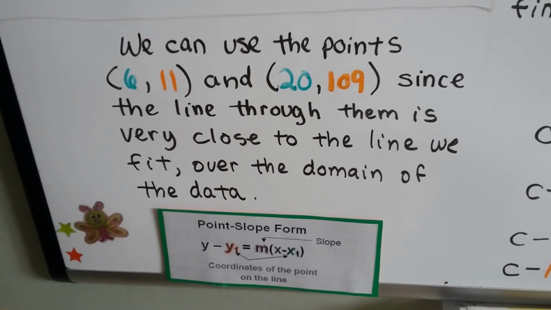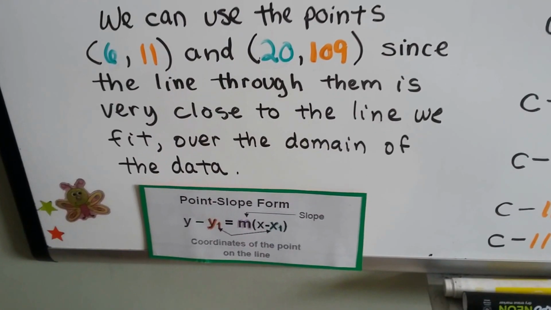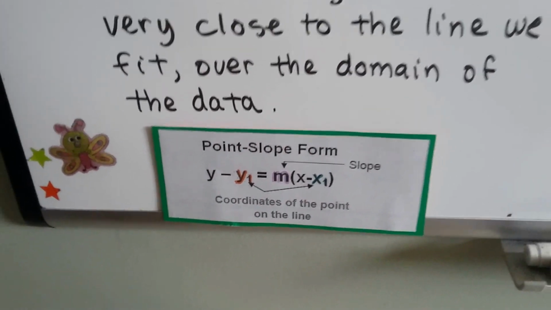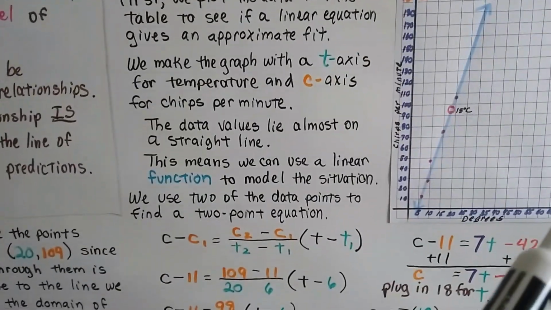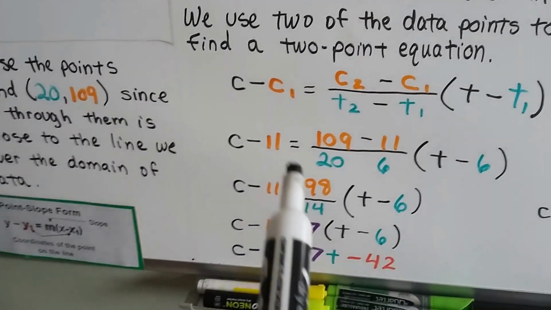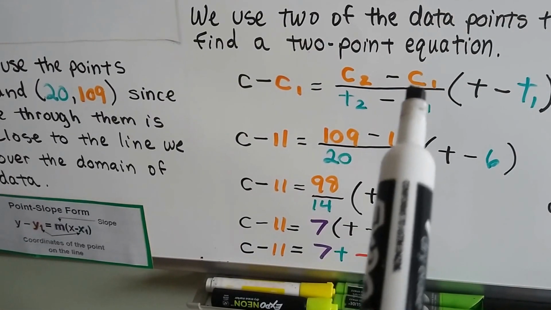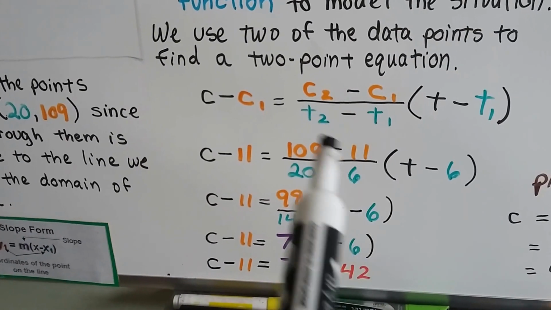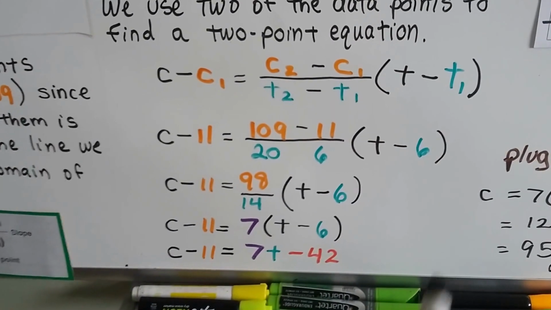20 and 109. Since the line that goes through them is very close to the line we fit over the domain of the data, I'm going to put it in point-slope form. So we're going to use that point-slope form of an equation. Instead of y, remember, we're using c, and instead of x, we're using t. So it'll be c minus c1 instead of y minus y1, and then we've got c2 minus c1 over t2 minus t1, for the x and y, to find the slope. And then we need to multiply it by this t minus t1.